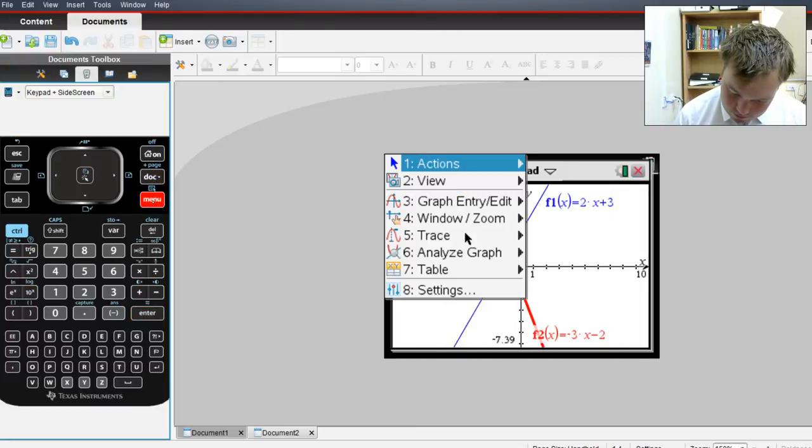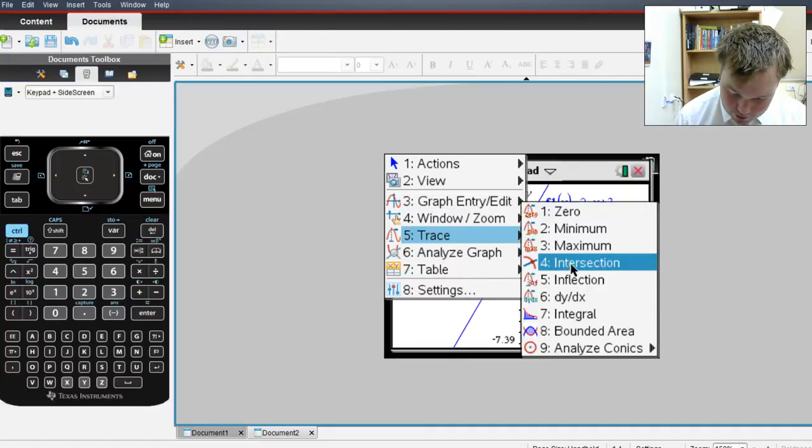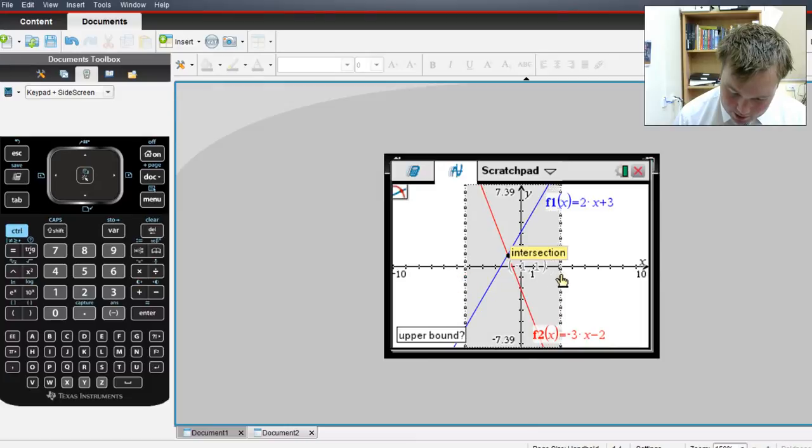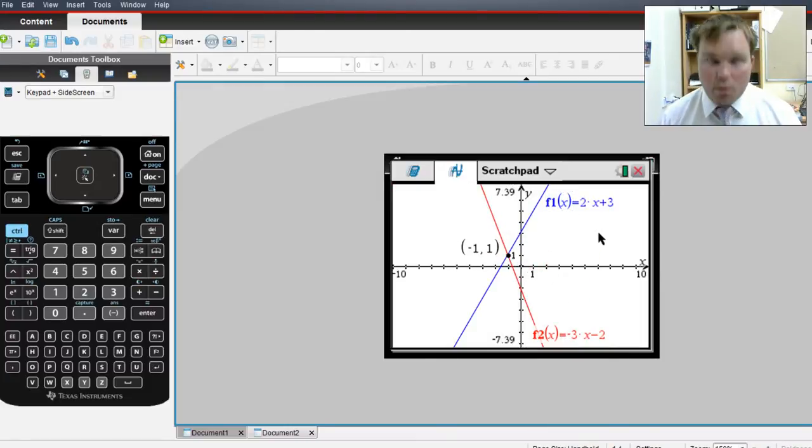Menu, analyze graph, it has a picture of intersection there for you. Intersection, lower bound, upper bound either side, it is intersecting at -1, 1. Now what that means is that when you sub in x equals -1 into both equations, the y will have the same output. So let's look at that here very briefly.